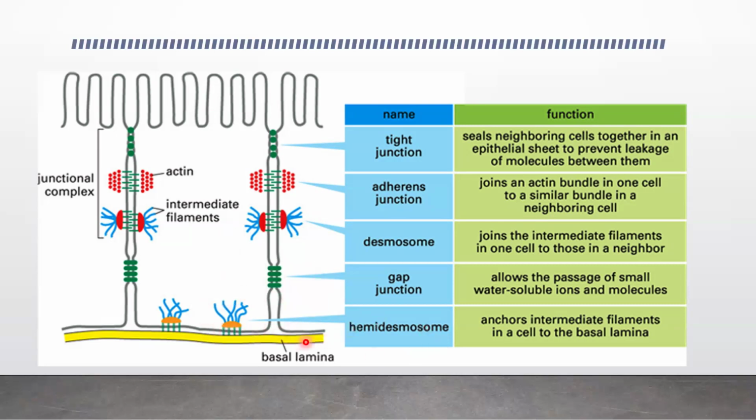So the last modification, you have the hemidesmosomes and focal adhesions. The hemidesmosomes are found on the basement membrane. This one will anchor the intermediate filaments in a cell to the basal lamina. Remember, the basal membrane has various parts, the lamina rara and the lamina densa, and also the basal lamina itself.